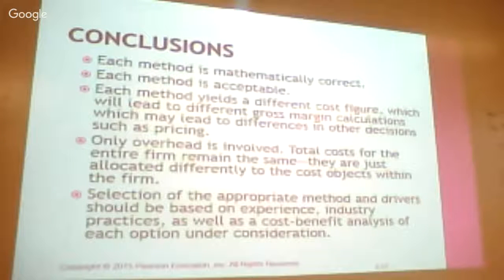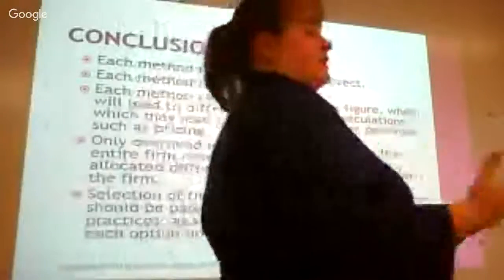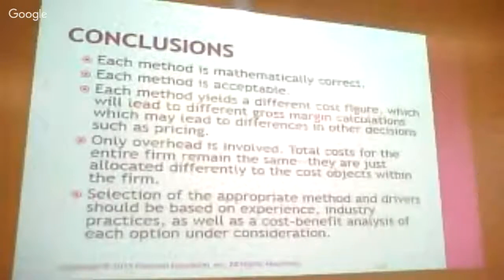So, all right, each method is mathematically correct. If you look at the math of each problem, it's correct. We divide it based on hours, we get a rate, and that's good. Each method is acceptable. So if you don't want to get as detailed as you possibly can, you don't have to. Each method yields a different cost figure, which will lead to different gross margin calculations, which will lead to differences in other decisions such as pricing.